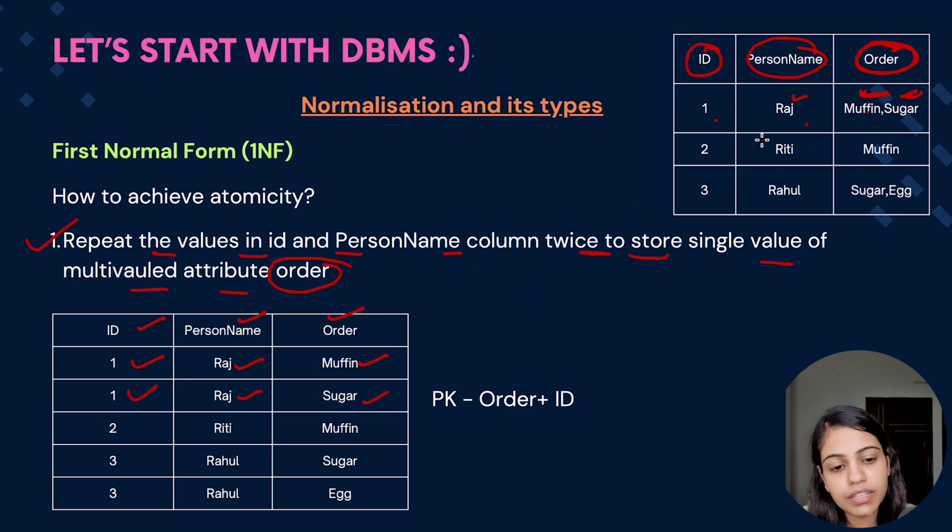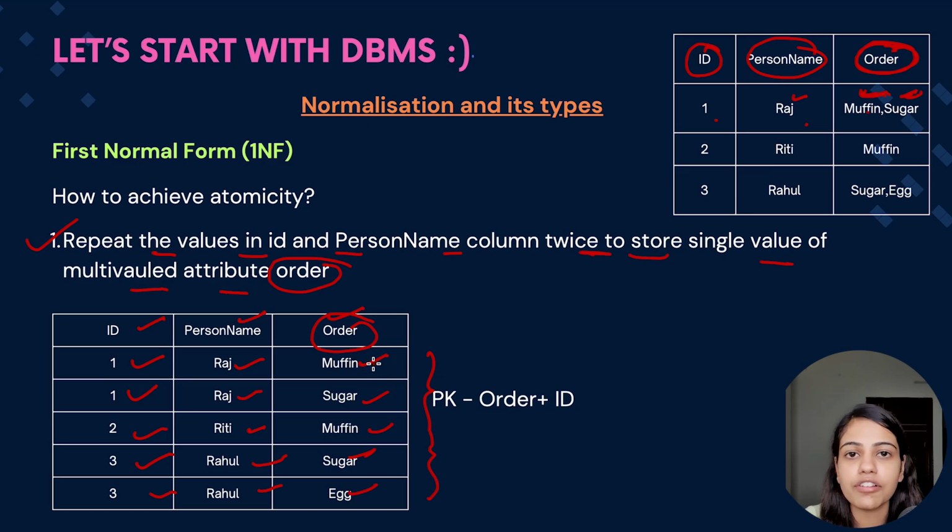Same we will do for Riti, but since Riti has only a single order, we will write Riti only once, 2 Riti muffin. Then Rahul also has 2 orders, so we will write 3 Rahul sugar and 3 Rahul egg. Now we can see that this order column, which earlier held multiple values, now holds only single values. So the multi-valued attribute is eliminated, and only single values are present in this table. So we can say that this table is in first normal form.